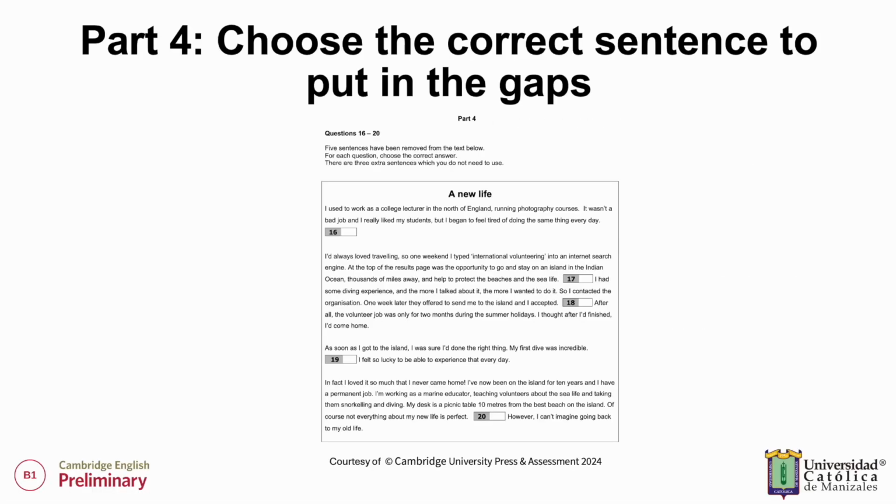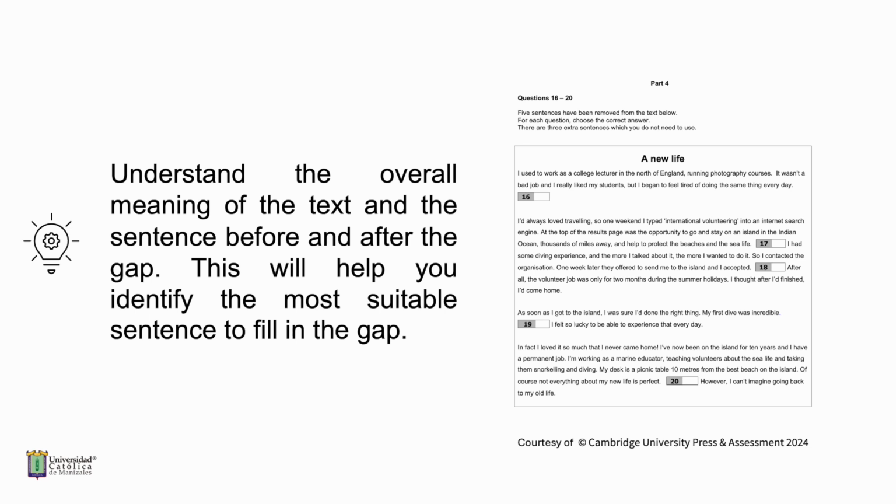Part 4. Choose the correct sentence to put in the gaps. You'll choose the correct sentence to fill in the gaps in a text. There will be 5 sentences to choose from and 3 extra sentences that you won't need. For this part, you need to understand the overall meaning of the text and the sentence before and after the gap. This will help you identify the most suitable sentence to fill in the gap.